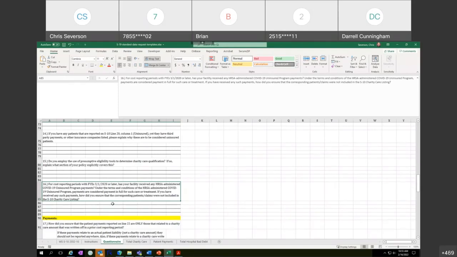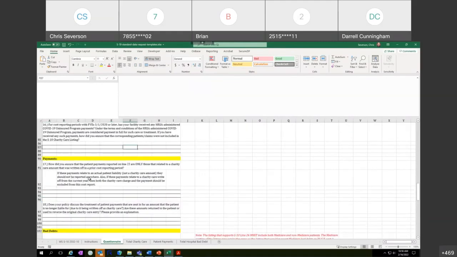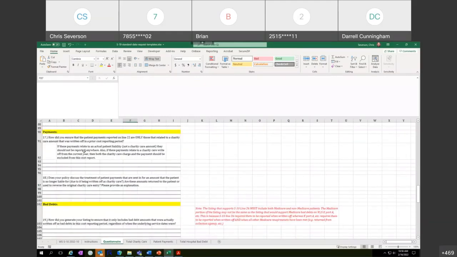So if that $1,000 example from earlier was entirely for the vaccine or the test, and you only received $70 in payment for that test, that's full payment for that $1,000 thing. You cannot allow the other $930 as charity care. Payments, nothing really different there. Just explaining again what we've hit on with the payments.